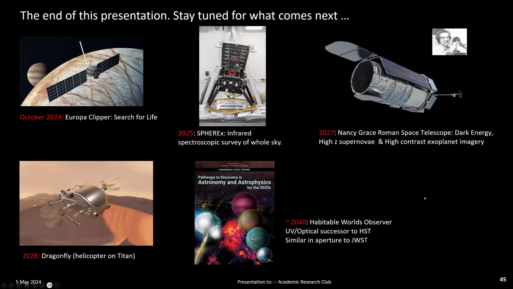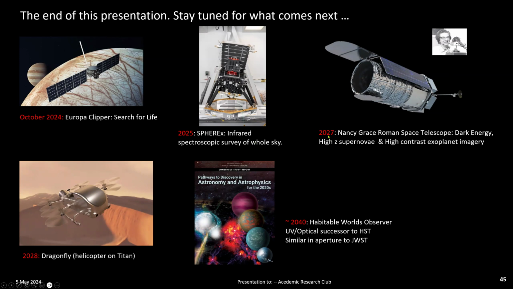All right, what's coming up next? In October of this year, the Europa Clipper will be launched. Europa is a moon of Jupiter, and it's one of those ocean worlds. Europa Clipper will be working on understanding Europa and the possibility for life on Europa. Next year in 2025, the SPHEREx mission will be launched, which will take infrared spectra of every single object in the entire sky.